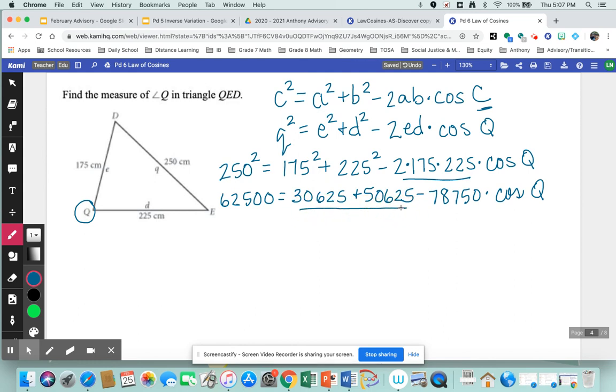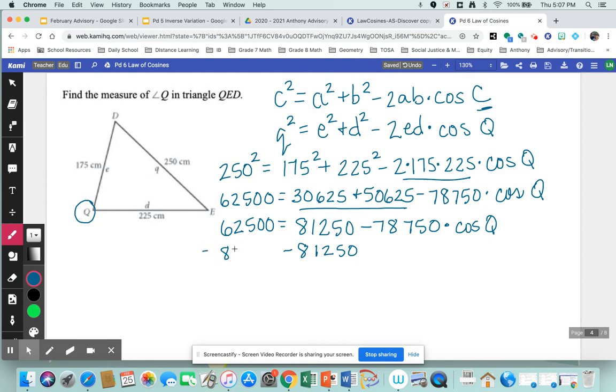Let's go ahead and add those two together, bringing down our equation. So 30,000, 50,000, that's going to give us 81,250 minus 78,750. Remember, this is times cosine of Q. I bring that up because you can't subtract these. You've got to follow order of operation. So you have to multiply and then you can subtract. We can't do that. So what we have to do is we're going to have to subtract 81,250 because we do want to get that cosine of Q by itself, but we can't subtract those numbers.